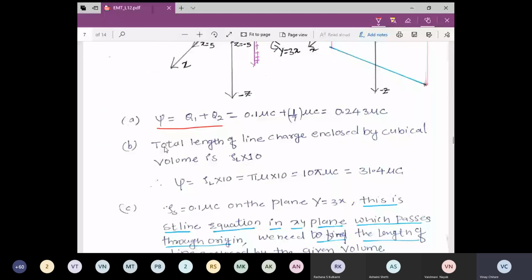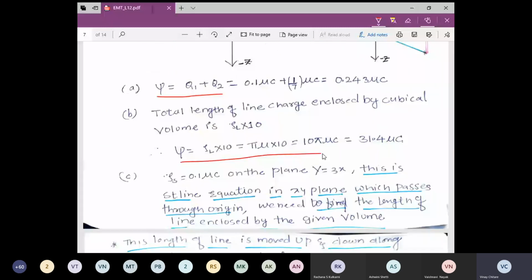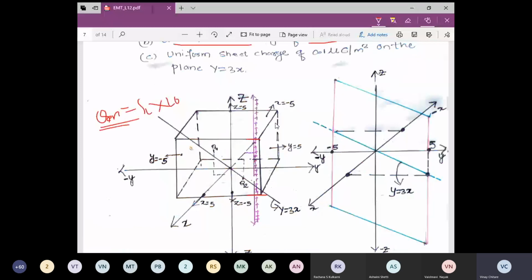This is a cubical surface formed by six planes: x equal to 5, x equal to minus 5, y equal to 5, y equal to minus 5, z equal to 5, and z equal to minus 5. I have shown that Q1 and Q2 are inside the surface, and even the line charge is inside the surface, but only a length of 10 is trapped. Beyond that length of 10, it is outside the surface. So now we stopped at the third point.